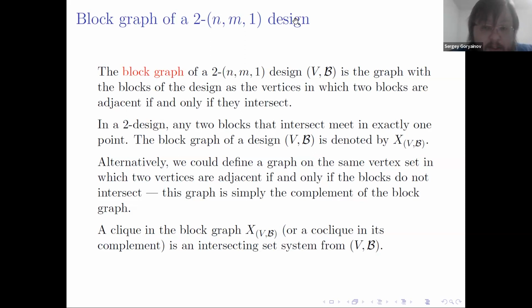Alternatively, we could define a graph on the same vertex set in which 2 vertices are adjacent if and only if the blocks do not intersect. This graph is simply the complement of the block graph. A clique in the block graph X(V,B), or a co-clique in its complement, is an intersecting set system from the design (V,B).